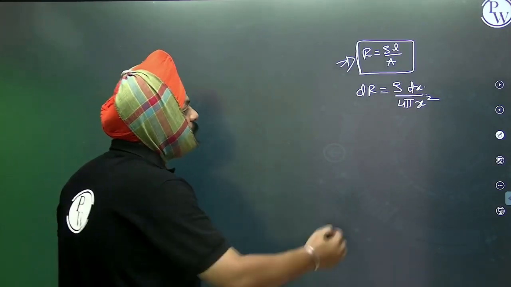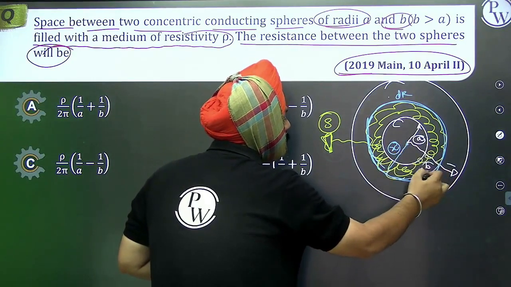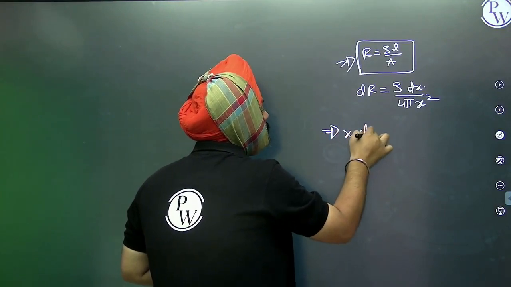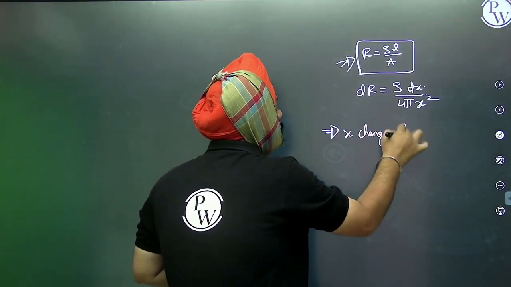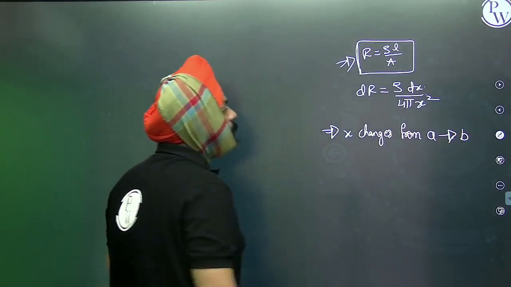Now, how is the value of x changing? x is changing from small a to bigger b. So I must write it as x changes from a to b. So this is the limit of x.